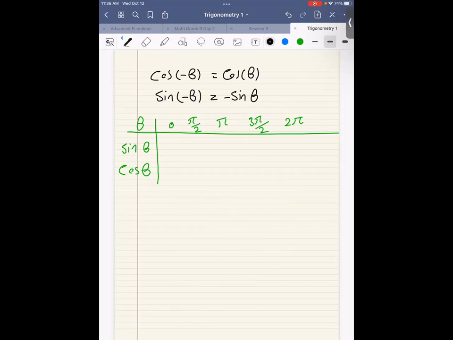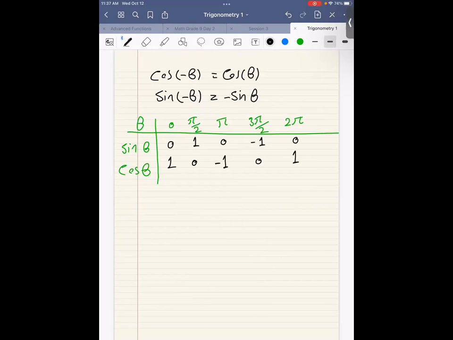So sine of 0, as we saw, is 0. Cosine of 0 is 1. Sine of pi half is 1. Cosine of pi half is 0. Sine of pi is again 0. Cosine of pi is minus 1. Sine of 3 pi half is minus 1. Cosine of 3 pi half is 0. And sine of 2 pi, which is the same as 0, is 0. Cosine of 2 pi is 1. And this pattern repeats over and over, if you go 2 pi plus pi half, 2 pi plus pi, like 3 pi, and whatever.